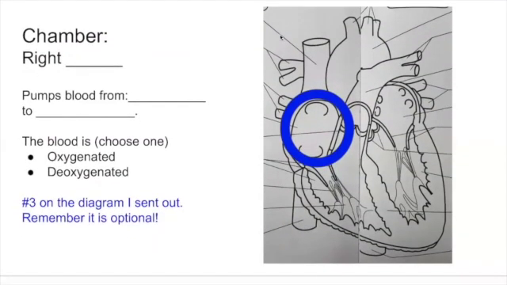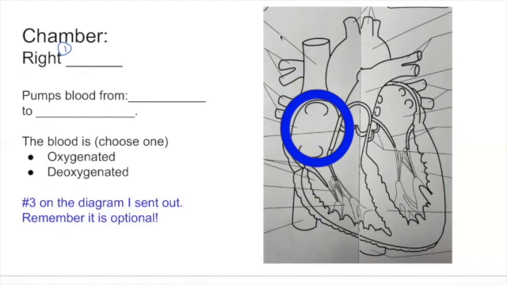So I'm going to do this chamber with you guys, so you see how the chambers are supposed to work. On every single slide, there are 3 things that you have to do. You have to tell me right here which chamber it is. Let me do it in blue, because we're deoxygenated. You have to tell me what chamber it is. You have to tell me where it's pumping blood to and from. And then you have to tell me, is this blood oxygenated or deoxygenated?